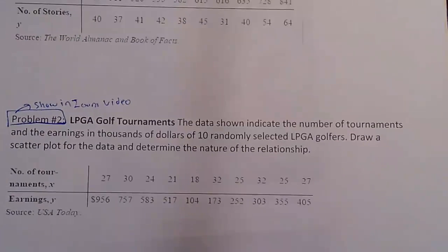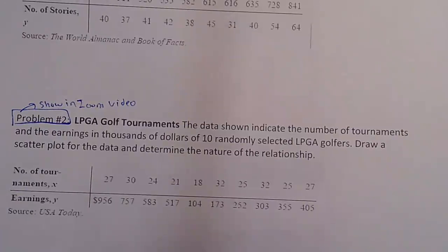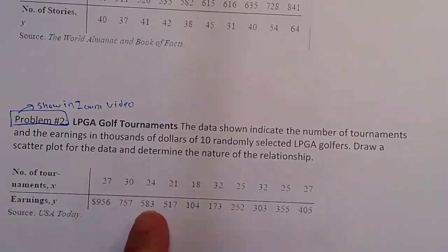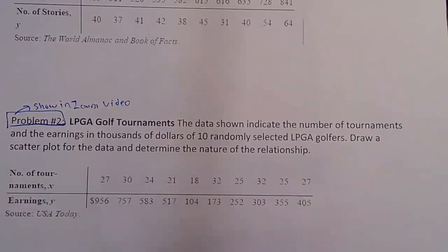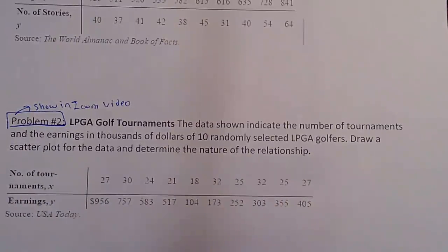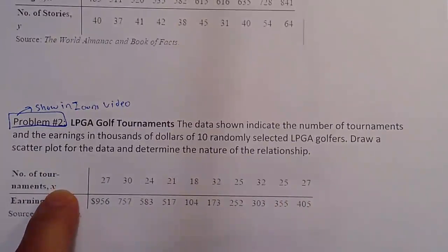But so with golfing, the data here indicates the number of tournaments and the earnings in thousands of dollars of 10 randomly selected LPGA golfers. So let's see. 1, 2, 3, 4, 5, 6, 7, 8, 9, 10. Yeah, there's your 10. And they want you to draw a scatter plot for the data and then determine the nature of the relationship. Okay, so you see, they may not always have this label here, X and Y.